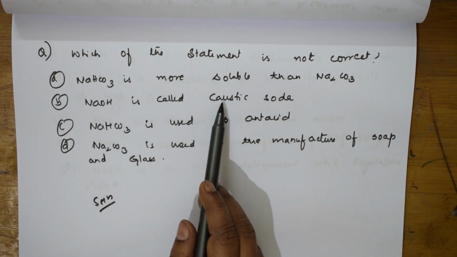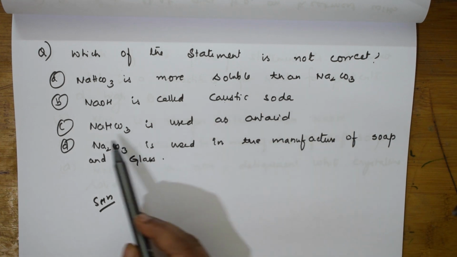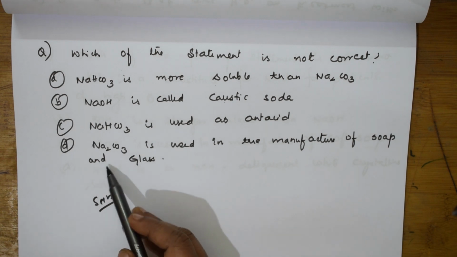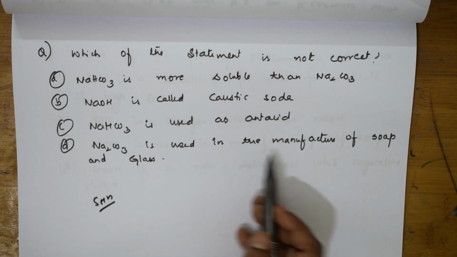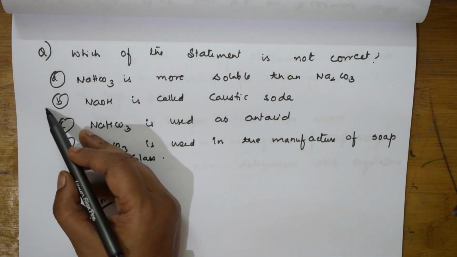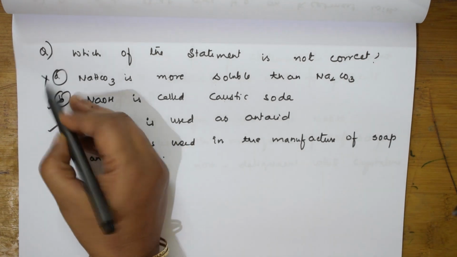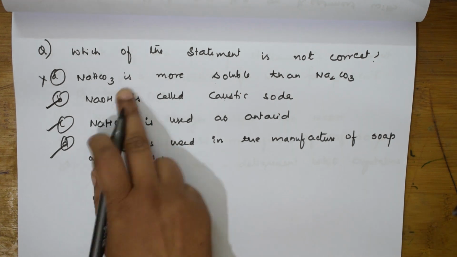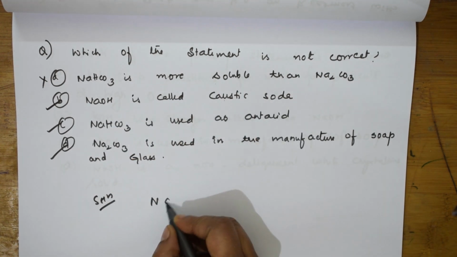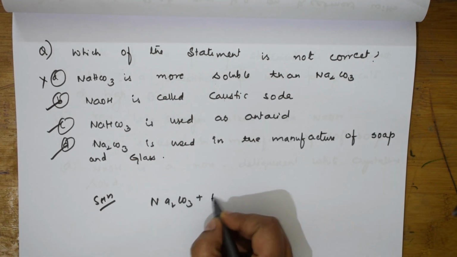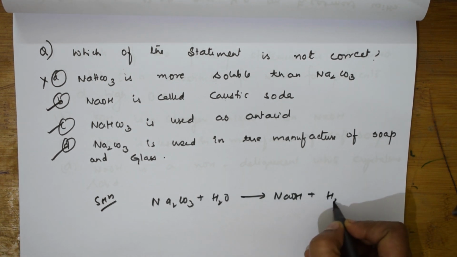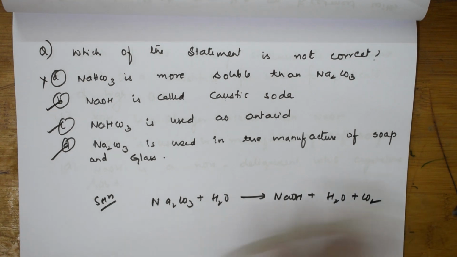Next one, sodium hydroxide is caustic soda, correct answer. Sodium bicarbonate is also used as antacid, correct answer. Na2CO3 is used in the manufacture of soap and glass. All three are correct. So the option which is wrong is the first one, right? Fine. So why did I say sodium carbonate is more soluble? First of all, sodium carbonate, as soon as you dissolve it in water, will break up into sodium hydroxide plus water plus carbon dioxide. Simple, as soon as that.